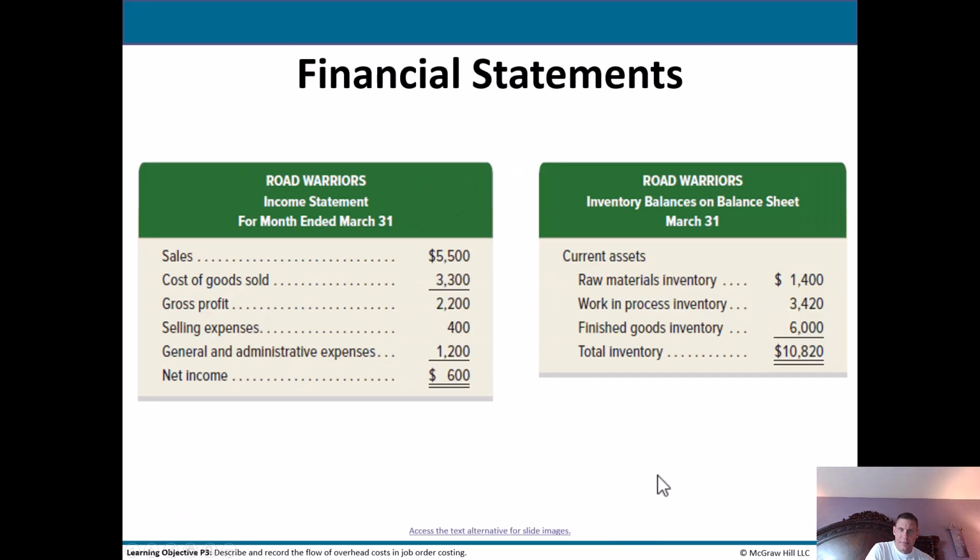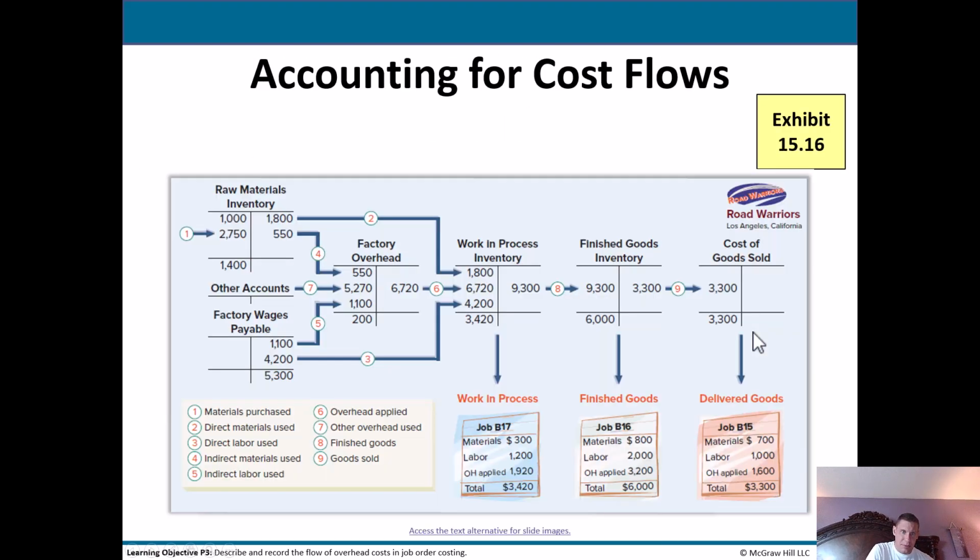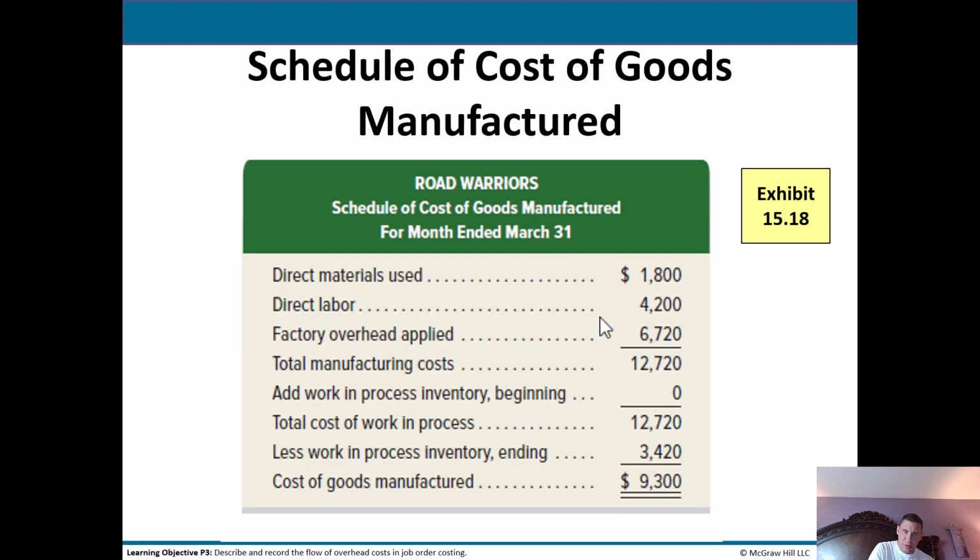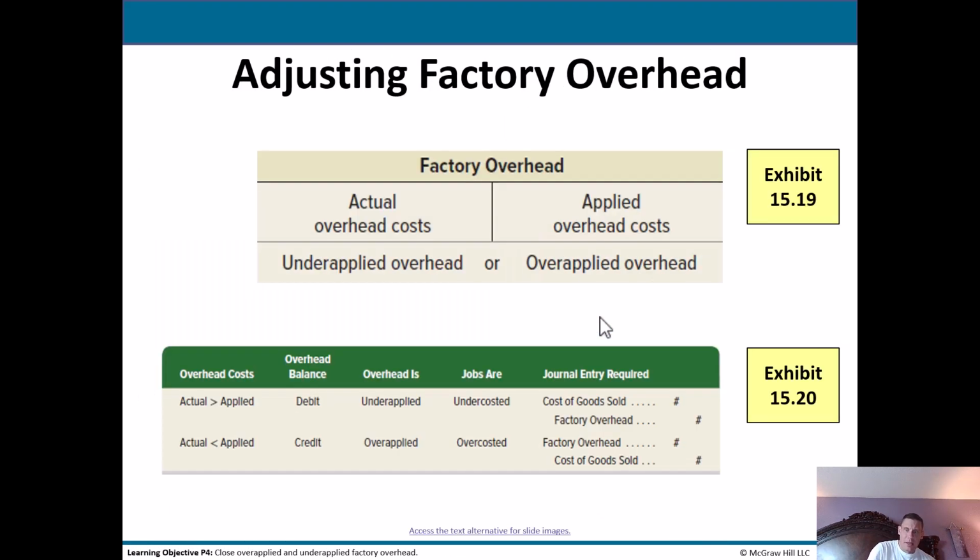And then you can see over on the right-hand side, we have inventory balances on the balance sheet. So 1,400 as of the last day of March, 1,400 in raw materials, 3,420 in work in process, and 6,000 in finished goods inventory. And again, you can see that here, right? So there's your 1,400 in raw materials inventory. Work in process is 3,420, and finished goods is 6,000. So again, those will just be transferred over to the next period.